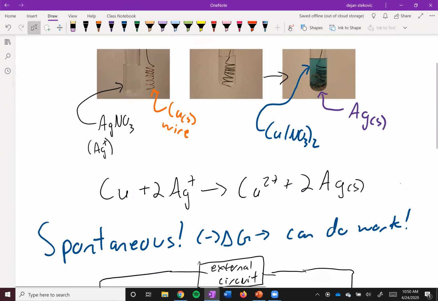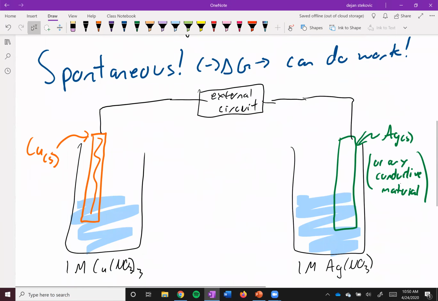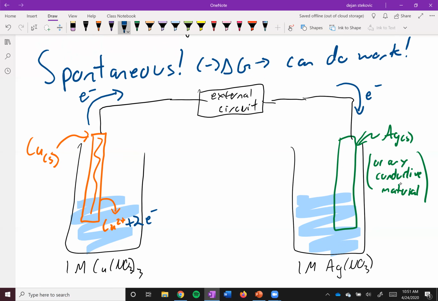They're the same as the ones up here, now just separated into cells. The solid copper is going to get oxidized into copper 2 plus, but when that happens, it's going to release 2 electrons. Those electrons are free to travel up this wire through the external circuit, thus doing work, and then they end up back onto this silver. When they get back onto this silver, they can combine with the silver, so Ag plus an electron, to form solid silver.